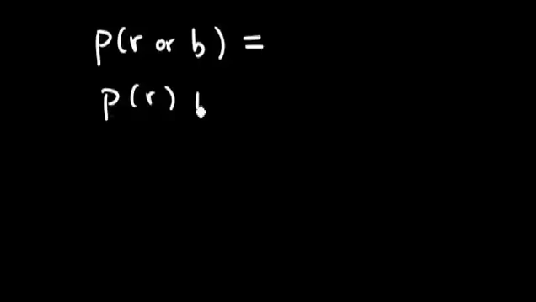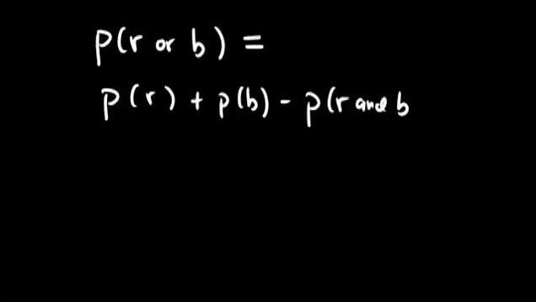However, the probability of selecting a red or blue marble is found by the addition rule for probability, and that's the probability of selecting a red plus the probability of selecting a blue minus the probability of selecting a red and blue marble.